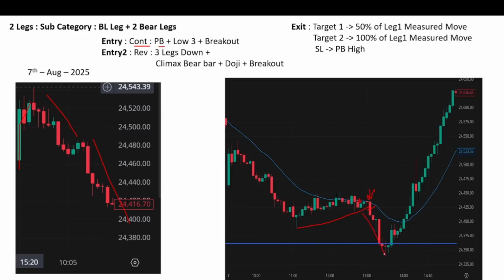and you also look out for the reversal trade, because 3 legs are completed, right? When 3 legs are completed, you will be looking out for reversal trades as well. So the second entry will be for the reversal trade. The conditions are 3 legs down followed by a climactic bear bar followed by dojis or consolidation followed by bull bar. You can enter here or enter here.